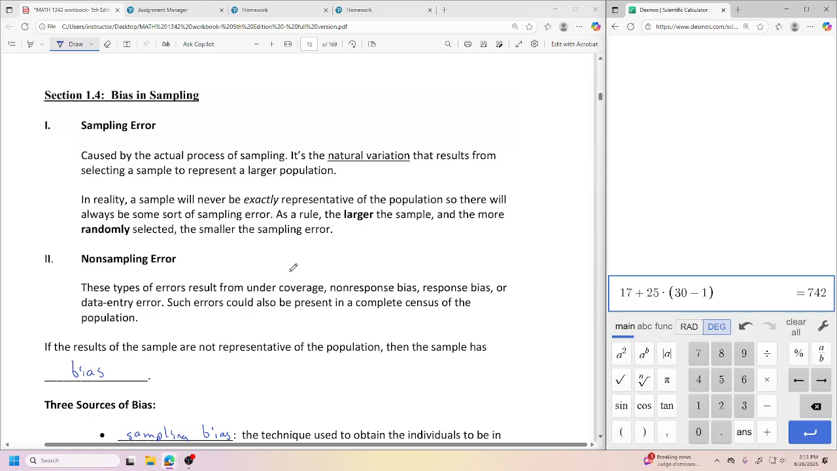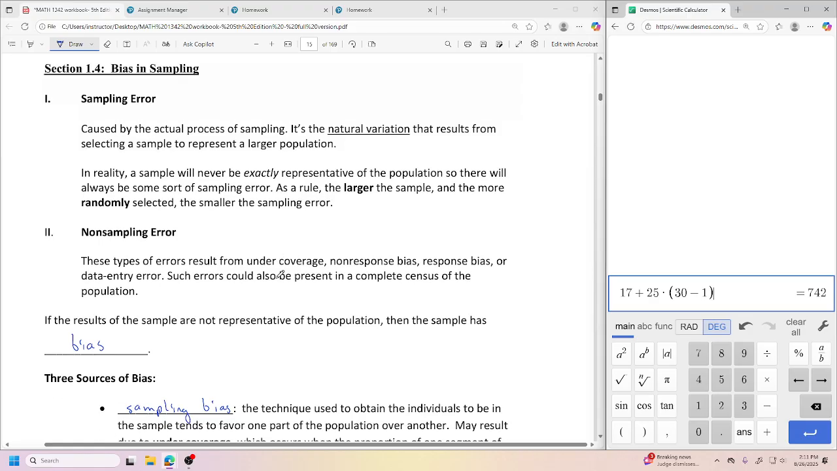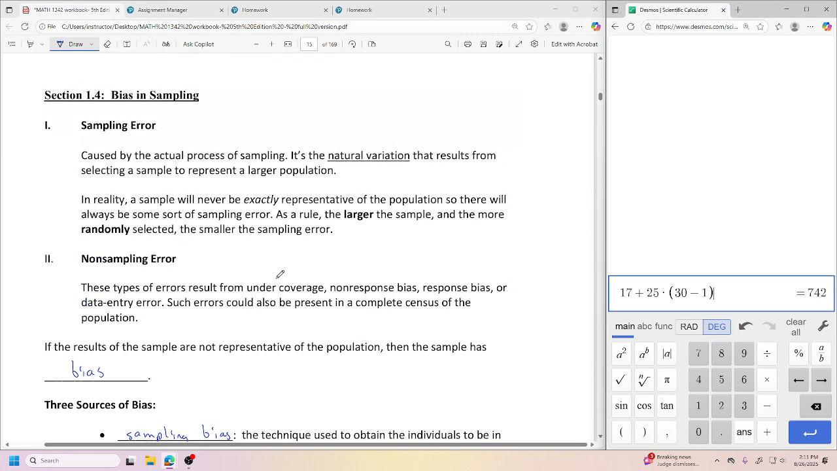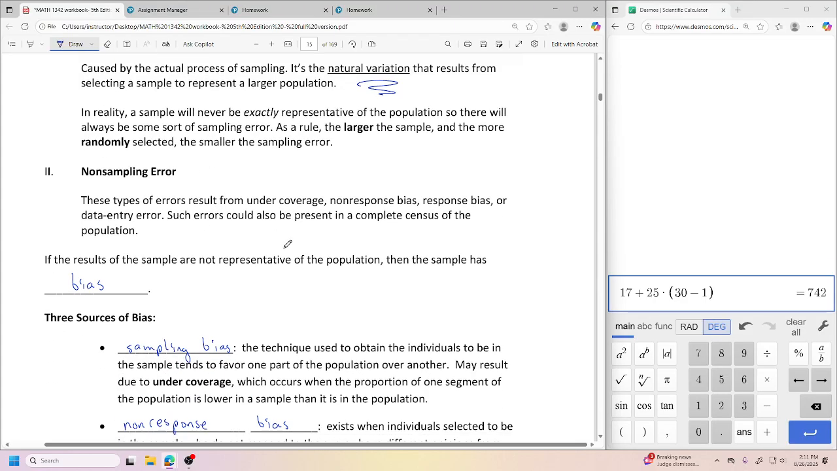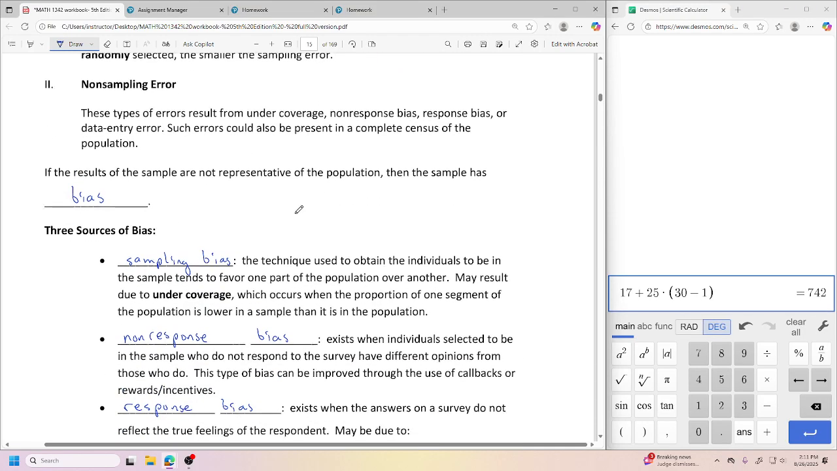So we're going to talk about bias now, okay? I already filled in some of the blanks, but we're going to go back and talk about it. This is more of a definition thing. When it says sampling error, natural variation, we're just going to look for that as a definition. We've done that before. It'll be no problem, okay? Non-sampling error is when you're not getting everybody that you want to, that kind of thing. So let's just keep cruising. You'll see that in definition stuff. But when it's not representative of the population, it's called bias.